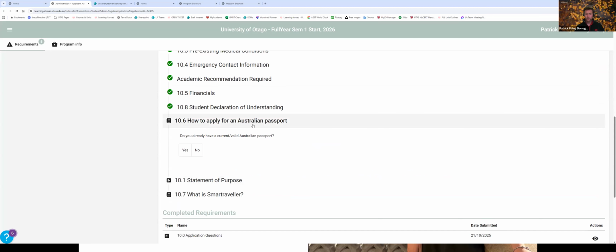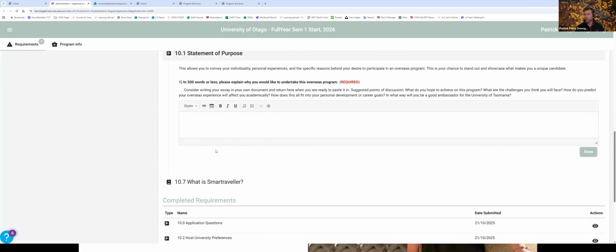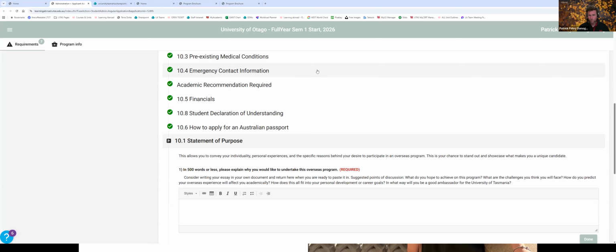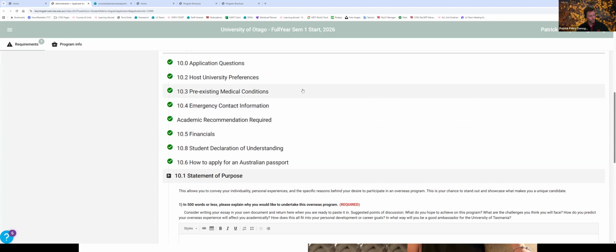Okay, how to apply for an Australian passport. Do you already have a current or valid Australian passport? Yes or no? If yes, I do, got an Australian passport. Tick box, done. If you click no, you'll get a little explainer video on how to go about applying for a passport. So we're progressing quite well. We've got through this in, say, 10 minutes. So far, so good, very easy.